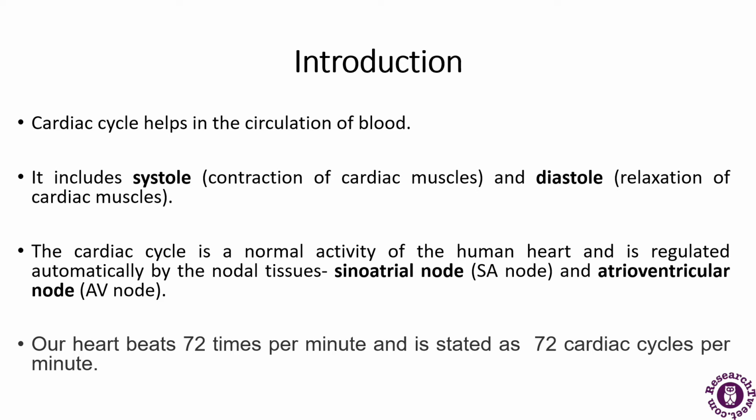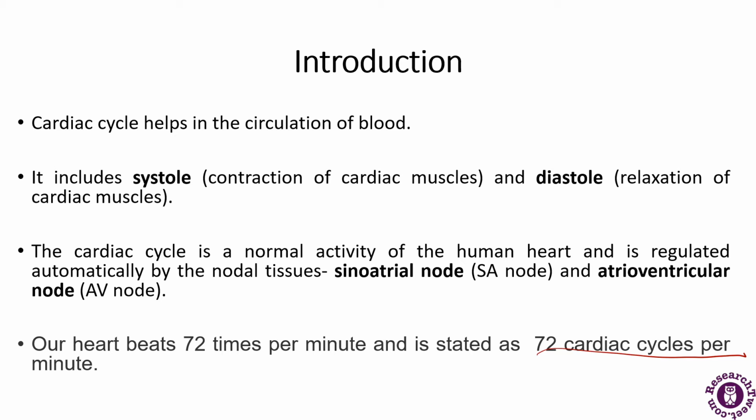Now it includes the systole, that is the contraction of the cardiac muscle, and diastole, which is the relaxation of the cardiac muscle. So 72 per minute is stated as 72 cardiac cycles per minute. So this is the cardiac cycle.